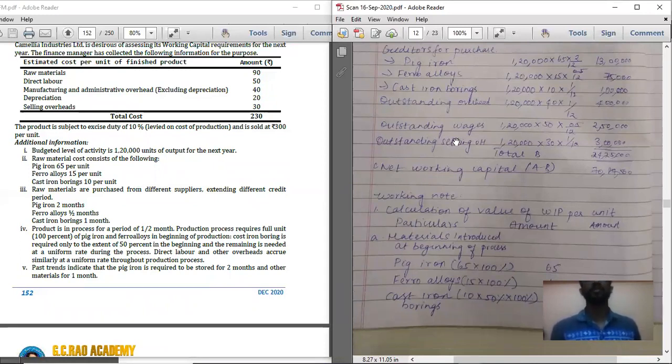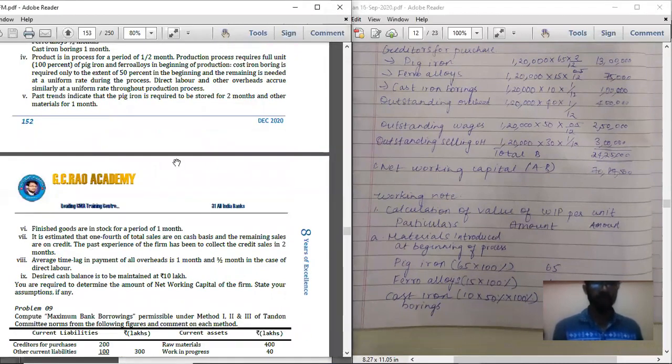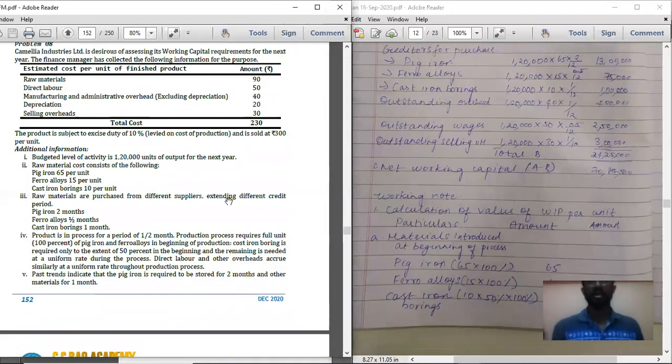Below that, outstanding wages. For outstanding wages they have given a time period of 0.5 month, that is half a month. So in respect of that, calculation column 1,20,000 units into 50 rupees per unit, wages cost is 50 rupees per unit, into 0.5 by 12. Amount column 2,50,000.